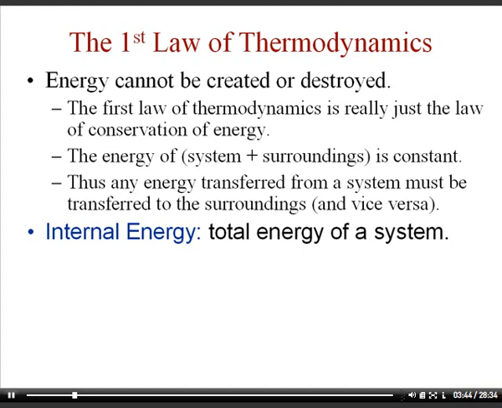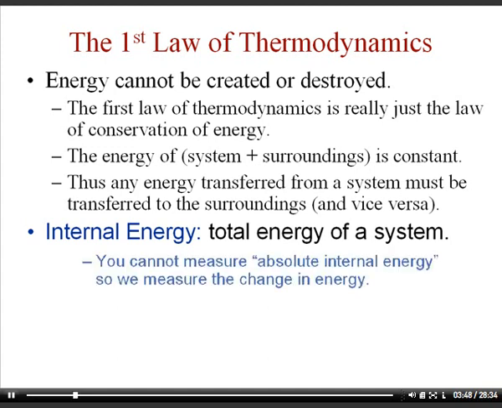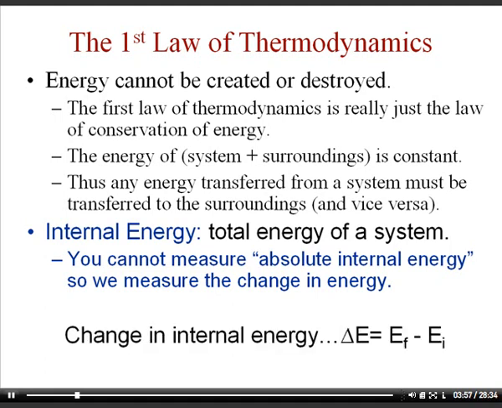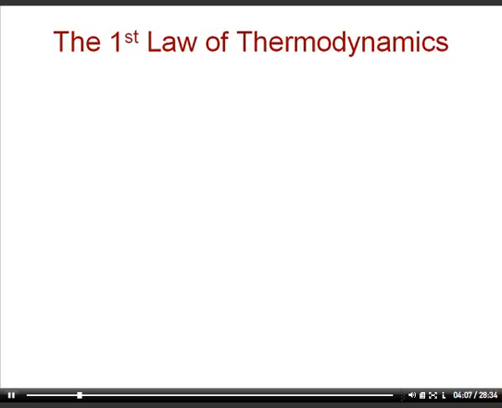Now we have a definition of internal energy. Internal energy is the total energy of a system. Now it turns out you cannot measure absolute internal energy. We can only really measure the change in the energy, and so we always use the symbol delta for change in. So you can always measure delta E, never the absolute internal energy of a system. So we're going to be doing change in the internal energy.